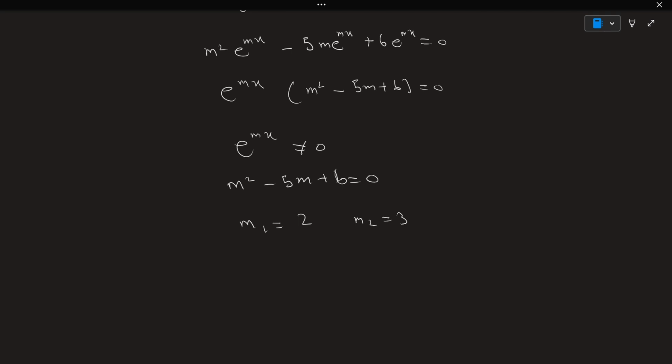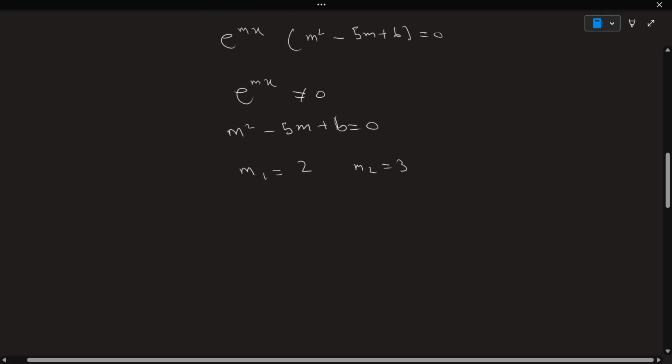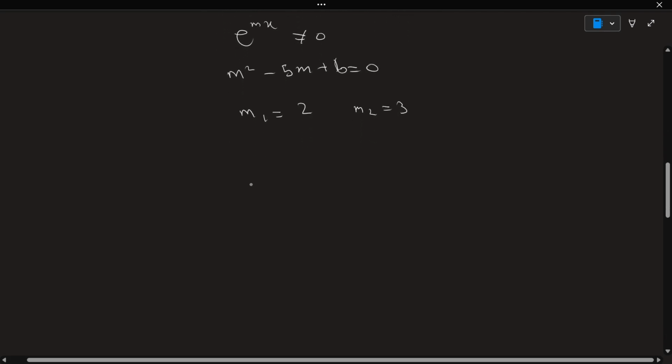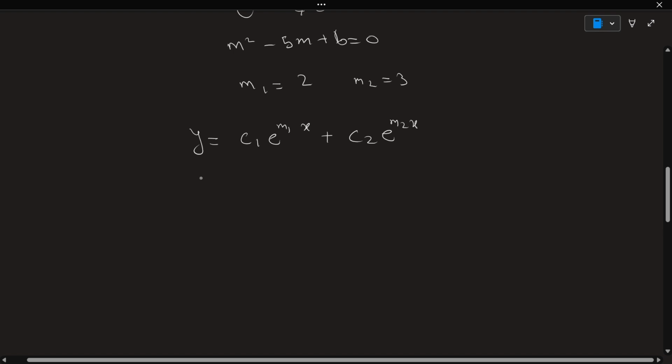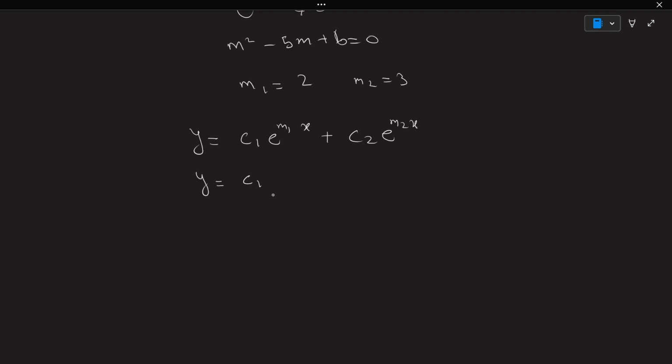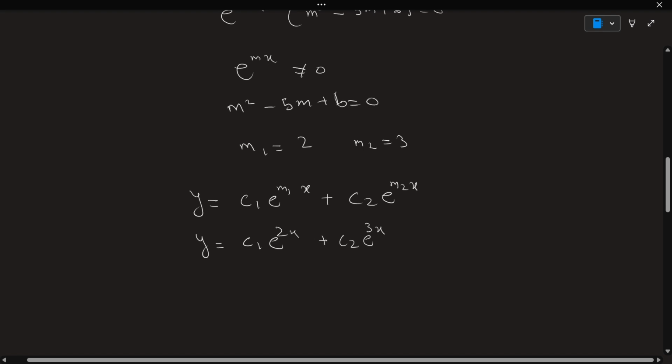So this case covers the distinct real roots. We got two distinct real roots. So in this case our solution will be of the form c1 e raised to power m1x plus c2 e raised to power m2x. This is the general solution for the case of distinct real roots. Now we will substitute our roots in this equation. So our solution will become y is equal to c1 e raised to power 2x plus c2 e raised to power 3x. So guys, this was case 1, where we covered distinct real roots for our polynomial equation.